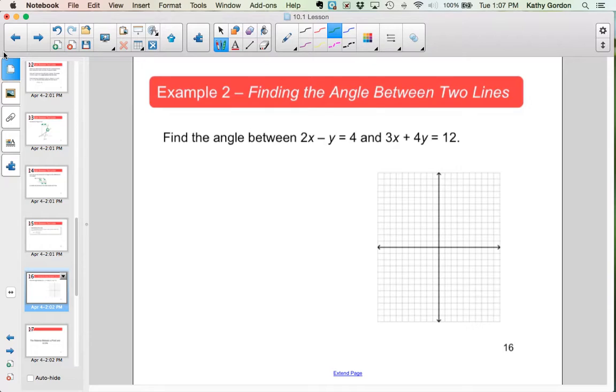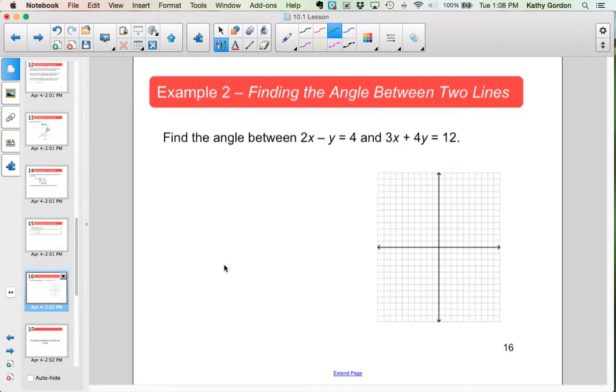So the two lines I want to find the angle between are represented by the equations 2x minus y equals 4 and 3x plus 4y equals 12. So what are we going to need to do first, probably? Yeah, because again, we're going to need the slopes, right? And it's still a good idea to give yourself a little sketch.